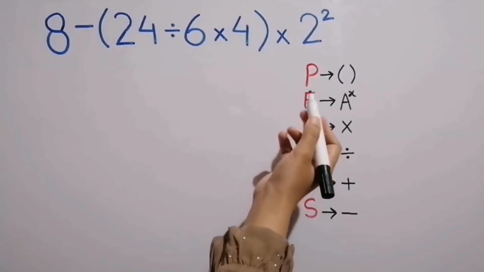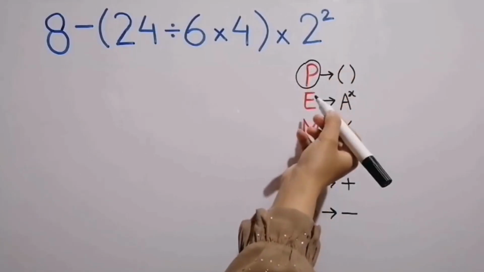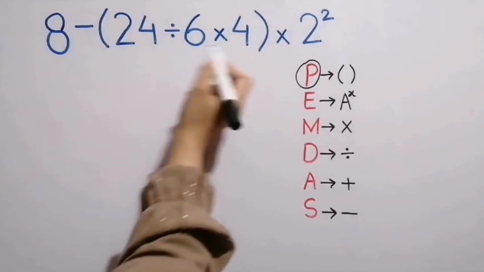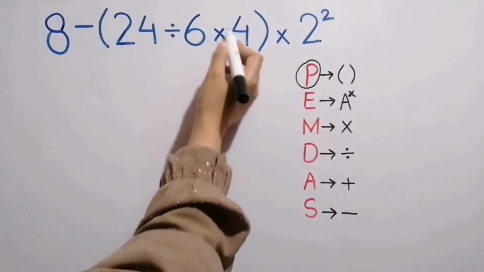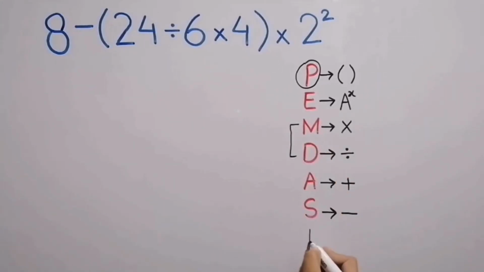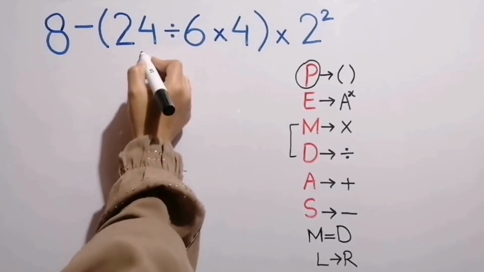According to the PEMDAS rule, first we simplify parentheses, because parentheses has higher priority than all other operations. And inside the parentheses first we have a division sign and then a multiplication sign. Also, multiplication and division have exactly the same level of priority. In this case, the best thing is to move from left to right. So, we begin with the division between 24 and 6.